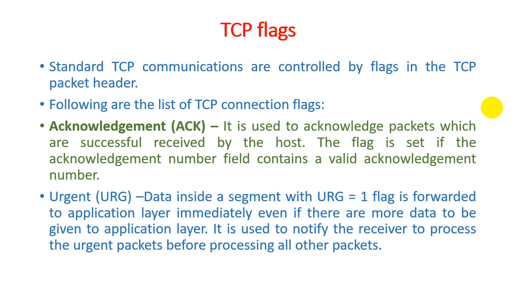It is used to notify the receiver to process the urgent packet before processing all other packets. So briefly, if any one packet has URG set to 1, then it is the highest priority packet for transmitting your data to the application layer.